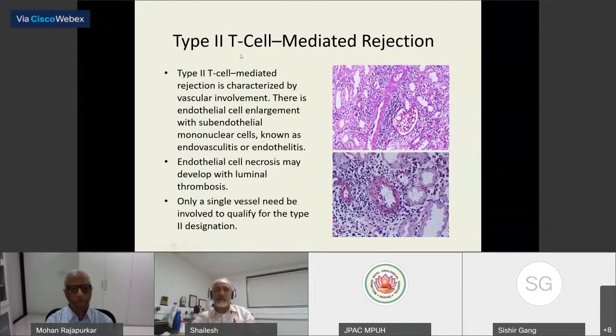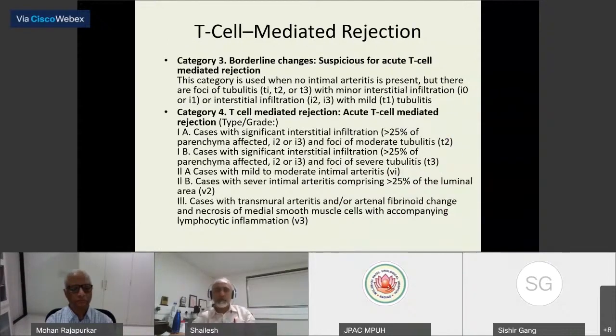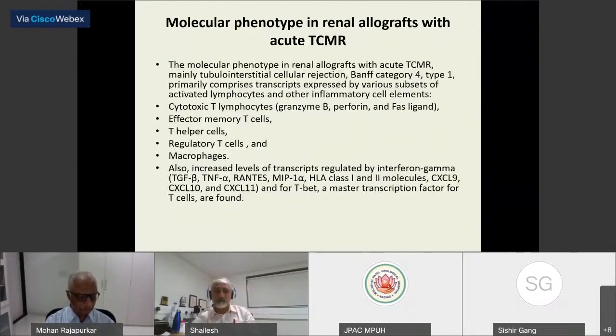Then in type 2 T-cell-mediated rejection, we see additional vascular endothelitis, where we can see the mononuclear cells going under the endothelial lining into the intima. And type 3 is where we have more than 50% involvement of the vascular vessel wall. Also, in case of acute rejection, markers have been evaluated.